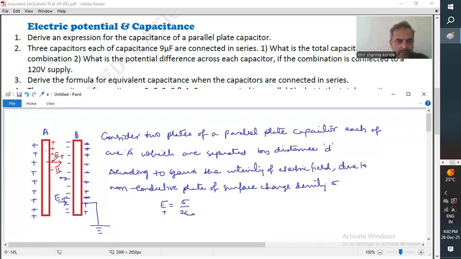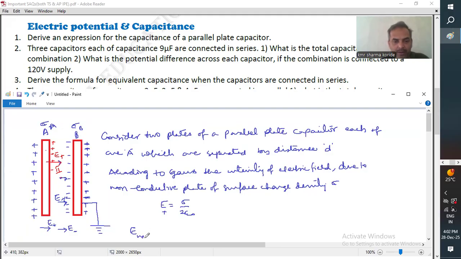Looking at the midpoint between the two plates, field lines are away from the positive plate and towards the negative plate. So the directions of the field due to positive charge and the field due to negative charge are the same. Say this plate has surface charge density sigma A and that plate has sigma B. According to the parallelogram law, when theta is 0, you get C equal to A plus B.